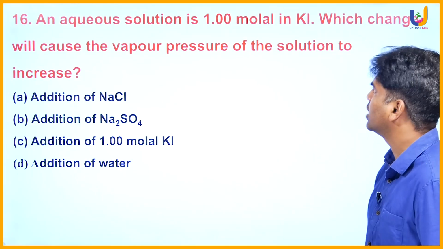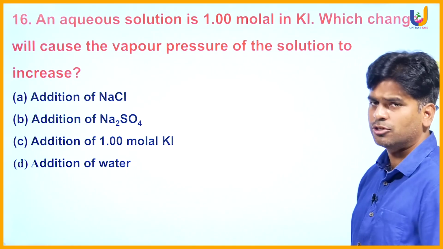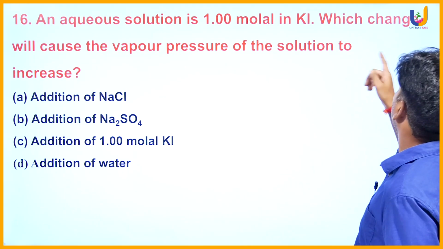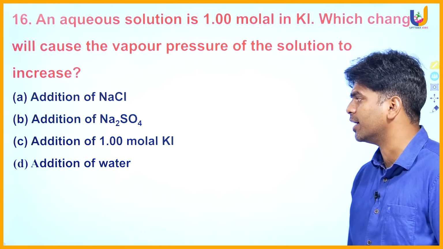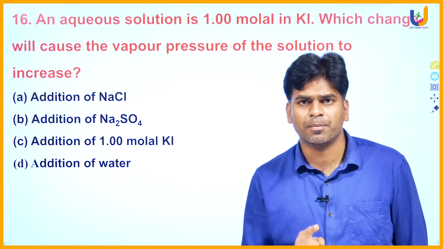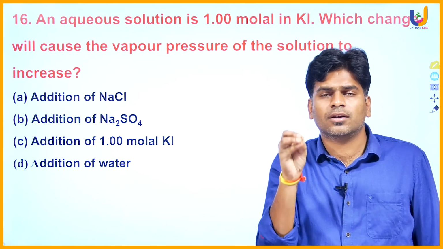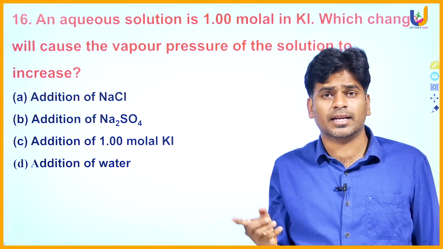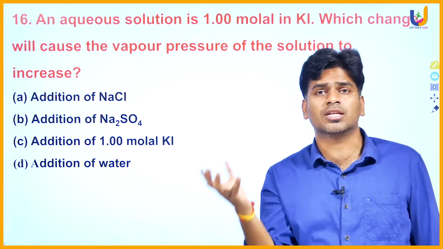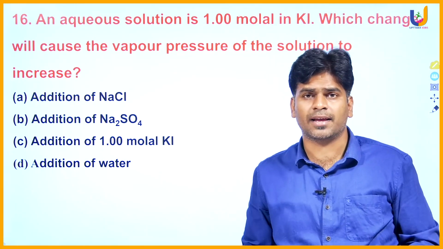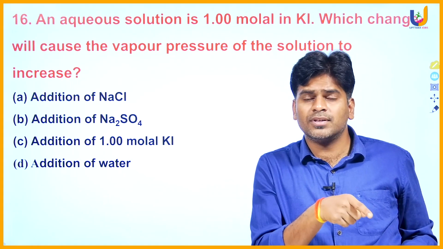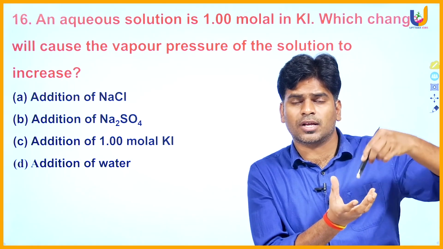Next, an aqueous solution is 1 molal in potassium iodide, and which change will cause the vapor pressure of the solution to increase? Always remember one thing: if you add any solute to the solvent, especially a non-volatile solute, the pure solvent vapor pressure will be very high compared with a solvent with a non-volatile solute added. Yes or no?